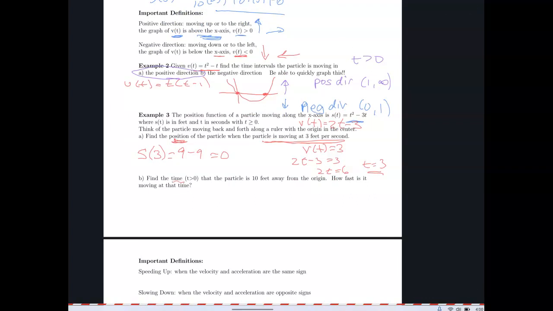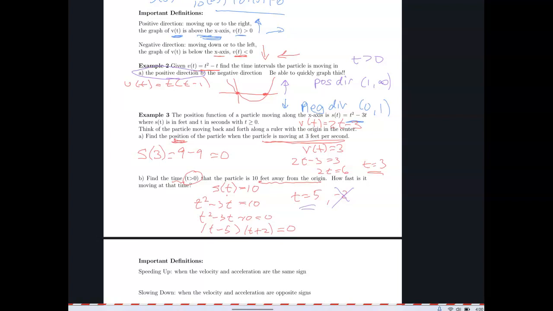Okay, let's find the time the particle is 10 feet away from the origin. Okay, that's a way of saying that s of t is 10. And I'm going to find that t. So I take my s function, t squared minus 3t, set it equal to 10. And I can see that since I have a quadratic, I've got to get it equal to 0. t minus 5, t plus 2 equals 0, so that gives me 5 and negative 2. It does say have to be using positive time, so I'll eliminate that.